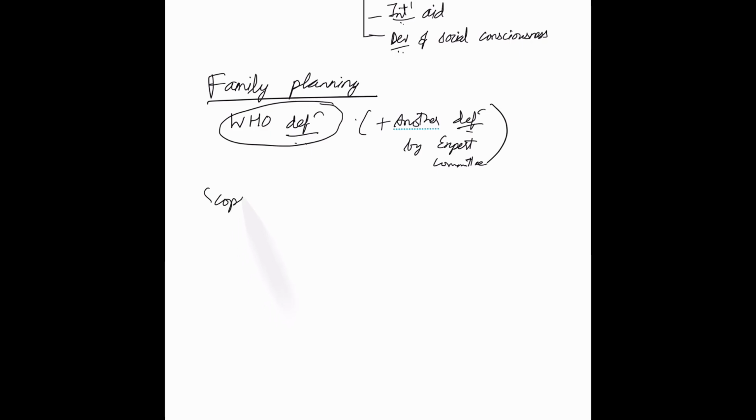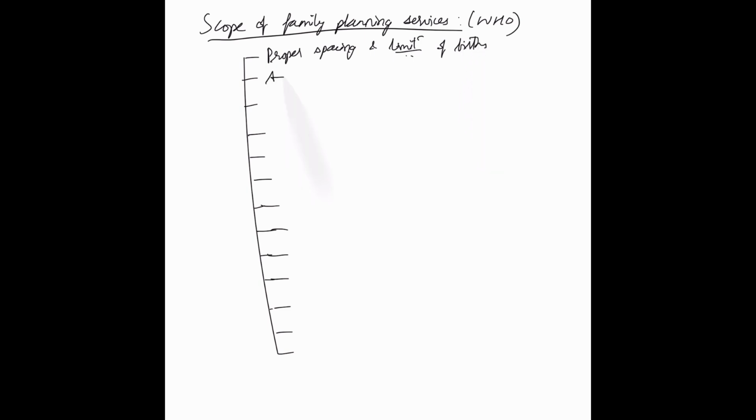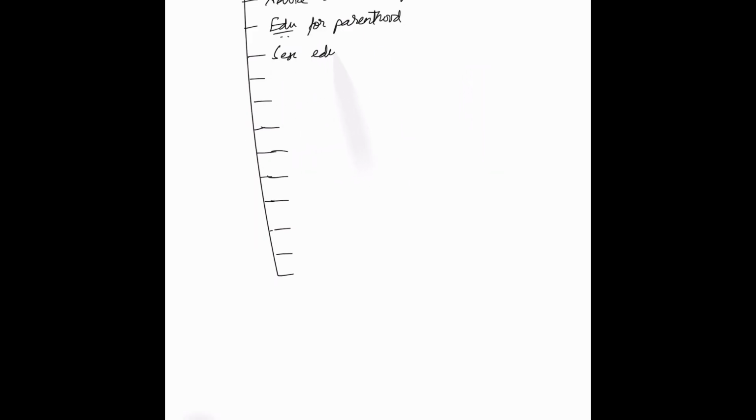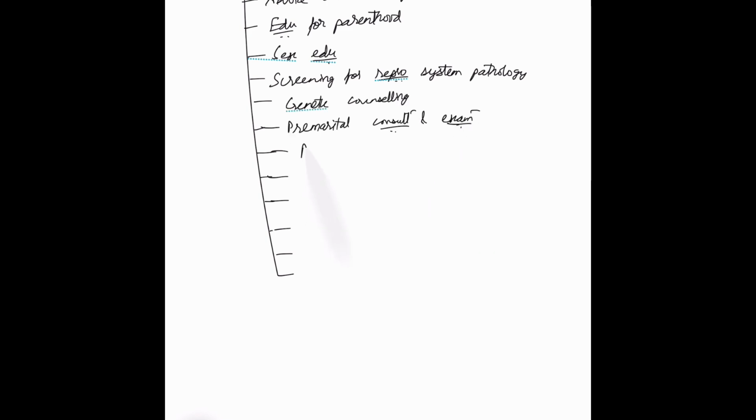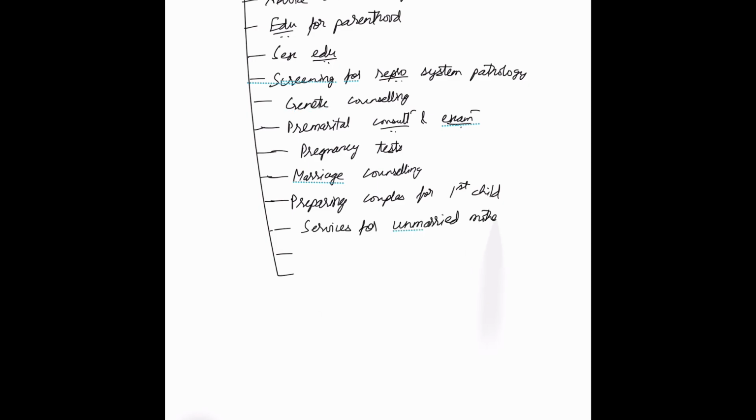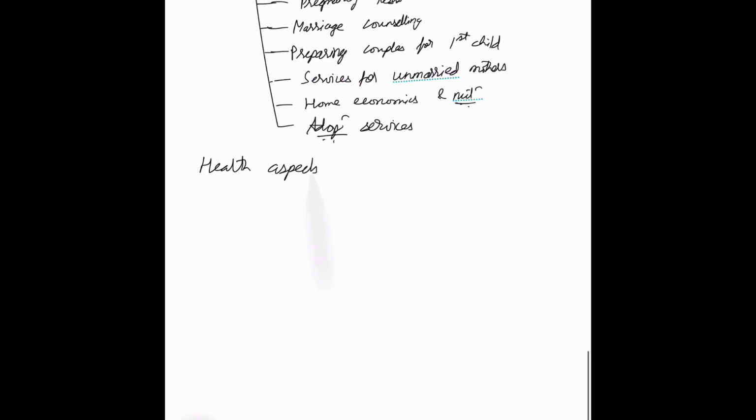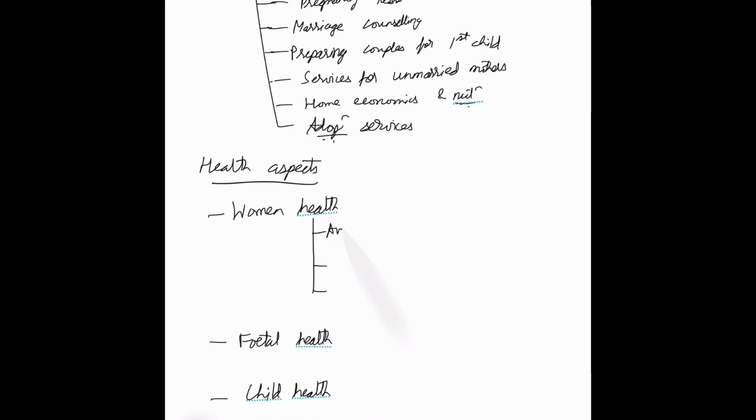So we then start with the next component of this chapter, that is family planning. We first see the WHO definition of family planning, and another definition we want. So we see the scope of family planning services as defined by WHO, which involves proper spacing and limitation of births, advice on sterility, education for parenthood, sex education, screening for reproductive system pathology, genetic counseling, premarital consultation and examination, pregnancy tests, marriage counseling, preparing couples for the first child, services for unmarried mothers, home economics and nutrition, and adoption services.